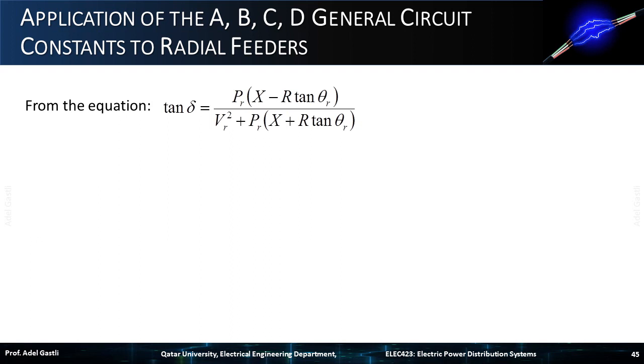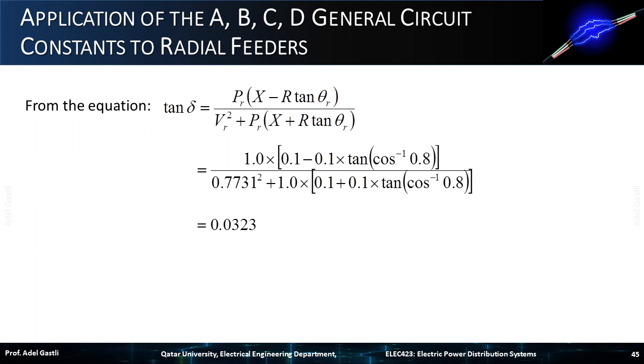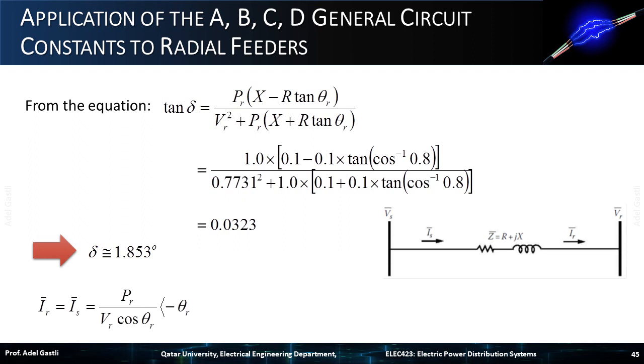Now, let's calculate tangent delta, using its equation. Replacing all known parameters with their actual values in this equation yields a value of tan delta equal to 0.0323, which is equivalent to delta equals 1.853 degrees. On the other hand, the receiving end current is determined by this equation, which yields IR equals IS equals 1.617, with a lagging phase angle of minus 36.8 degrees. With this, we finished answering part A of the problem.